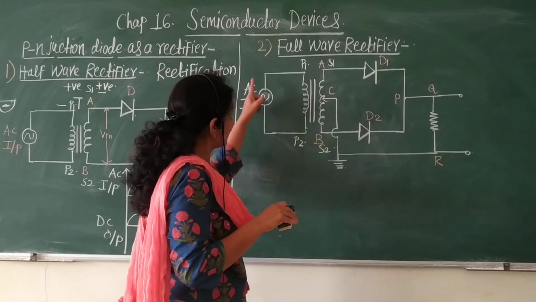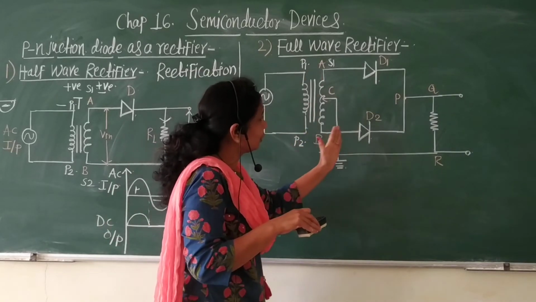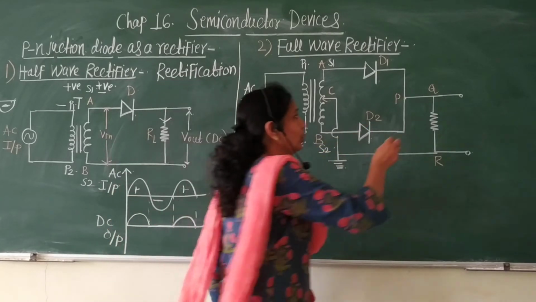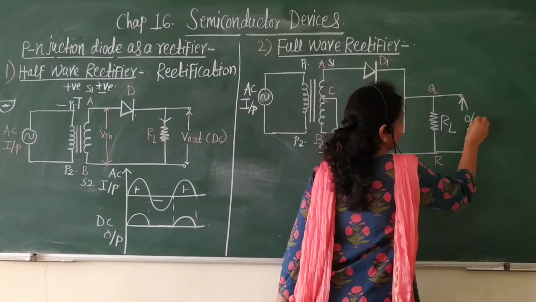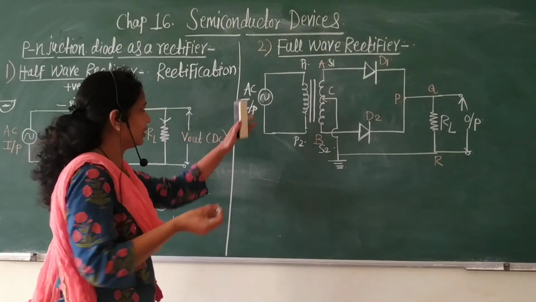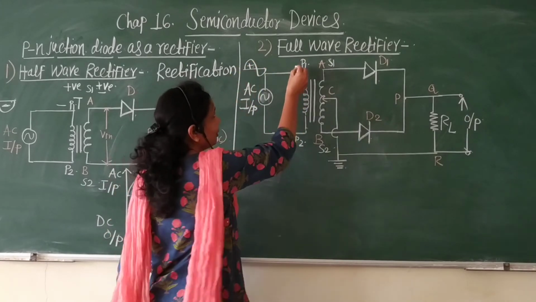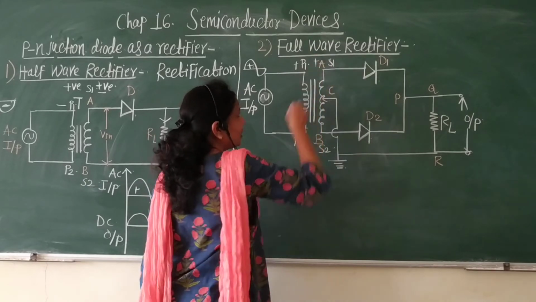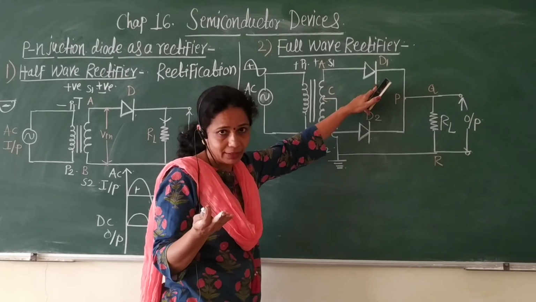Okay. Now, the AC input is connected to the primary of the transformer, and the secondary of the transformer is connected to the diodes through this load resistance RL. Okay, now the working. See this. During the positive half cycle, what happens? P1 becomes positive with respect to P2. Therefore, S1 becomes positive.